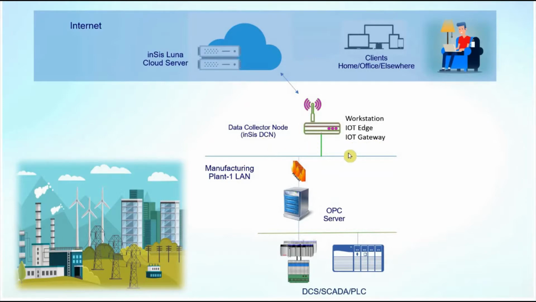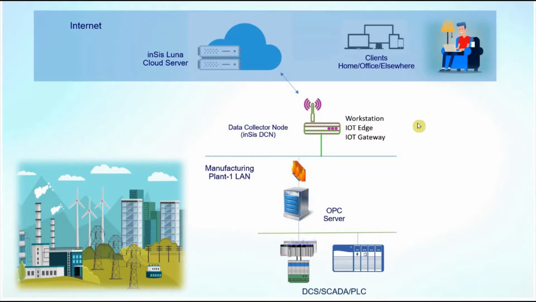inSis TCN will connect to the manufacturing control systems like PLC, SCADA, DCS, RTUs, or any other systems at manufacturing facility. inSis DCN collects operations data from these control systems locally and transfers it to inSis Luna cloud system. Users will access this manufacturing information from their home, office, and elsewhere in real time.